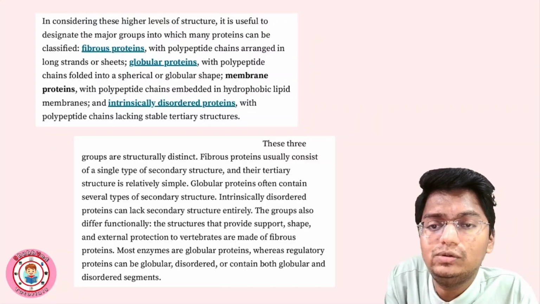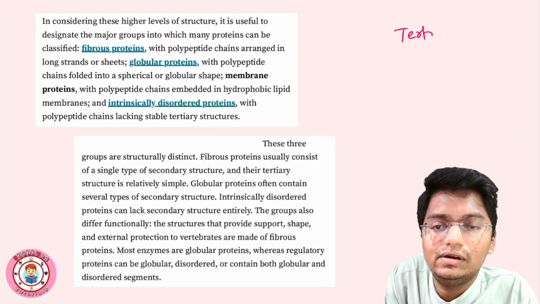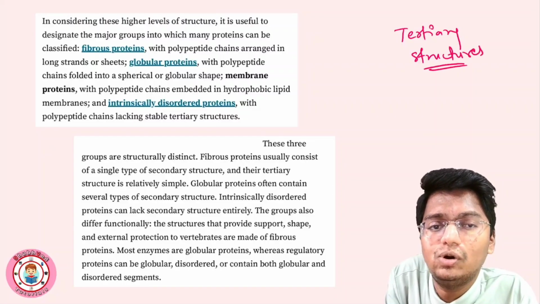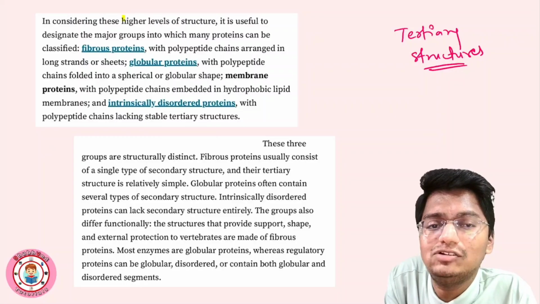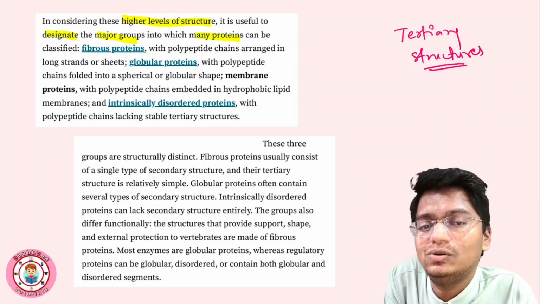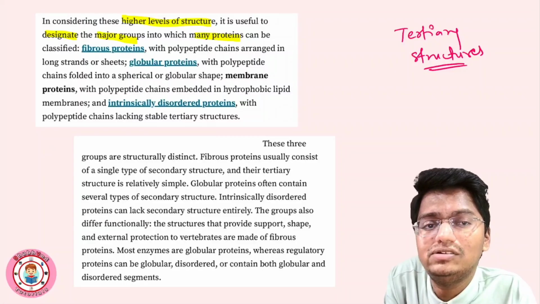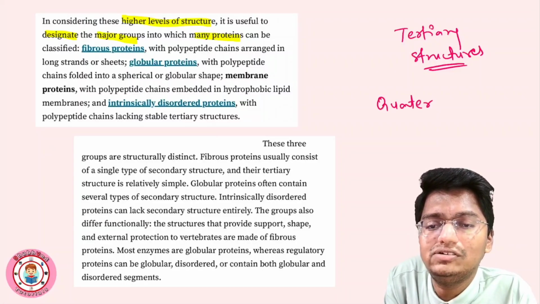So now we are going to tertiary structures. Tertiary structure basically represents three-dimensional folding, as we saw. In considering these higher levels of structure, it is useful to designate the major groups into which many proteins can be classified. The three-dimensional structure we see is a combination of tertiary structures and quaternary structures as well. So not only tertiary structures, quaternary structures also come in here.